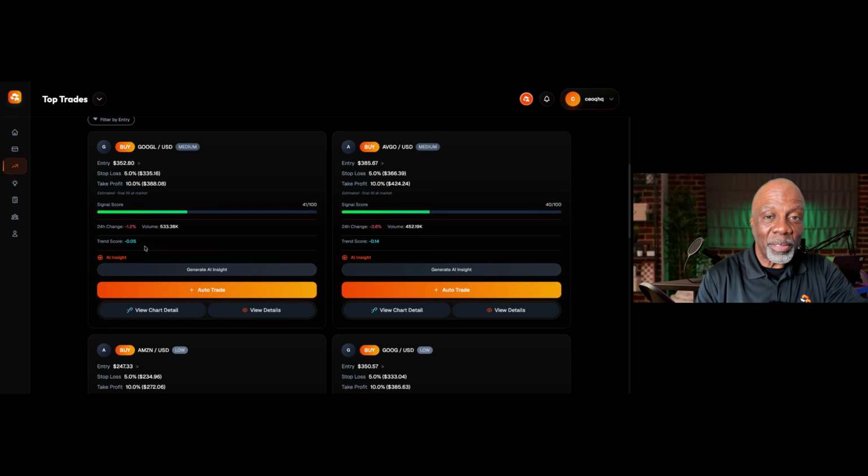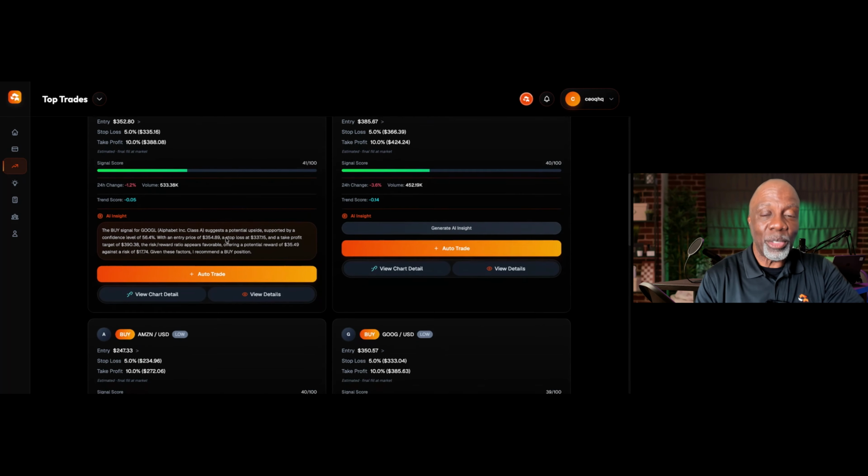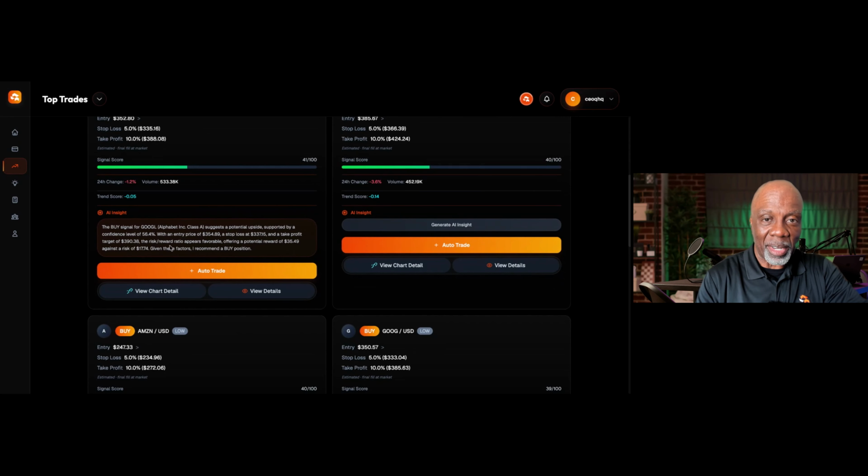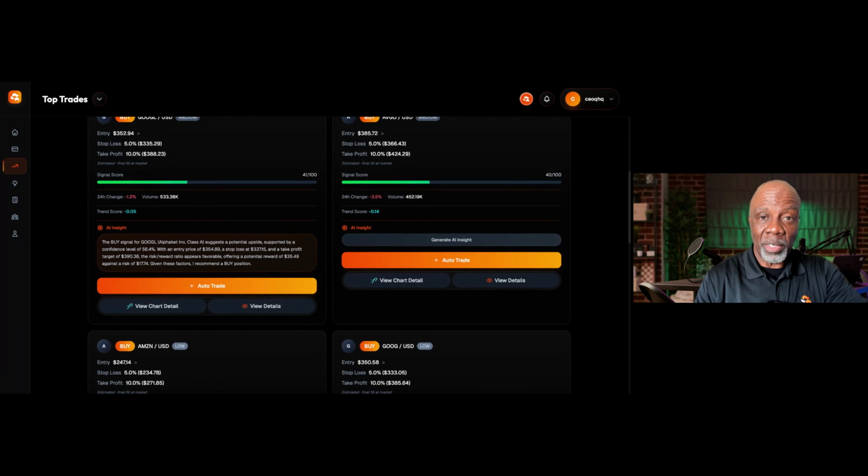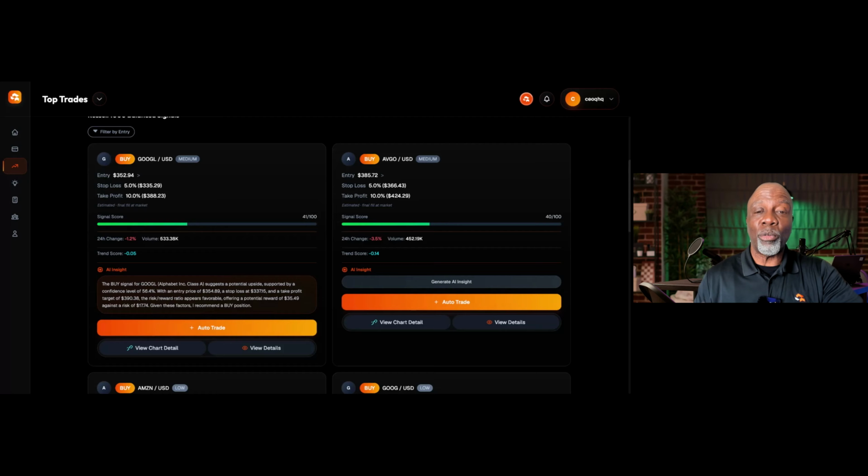Then it also gives you AI tools. So you can generate AI like I just did. I clicked on the AI button and we're going to watch any news that comes with this stock. It tells you right now, the buy signal on Google suggests a potential upside supported by a confidence level of 56.4%. And this is the value of this tool within itself. It not only tells you the value of the stock, whether it's a good trade, but also the reason why it's a good trade or why it's not a good trade.